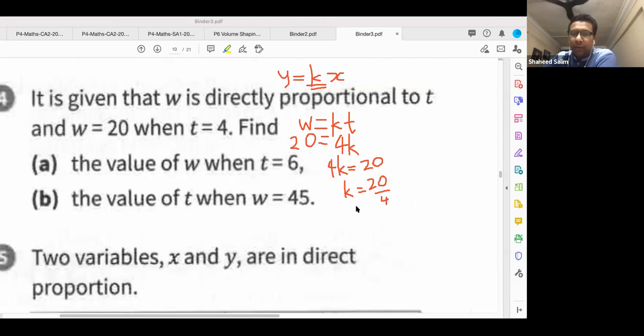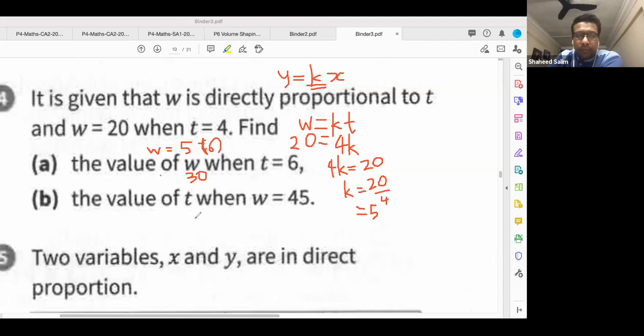No. Okay, good. So down here now, k equals 5. So you just put it inside the formula to find w. W equals, what's the formula now? It's 5t. See where you get 5 from? We found out what k is. K is 5. So now they tell you t is 6. So I change it to 6 down here. 5 times 6, I get 30. W is 30.